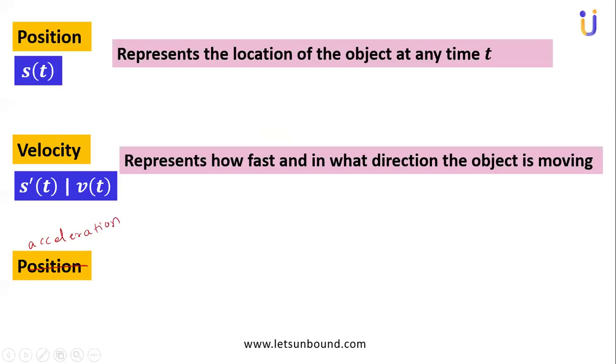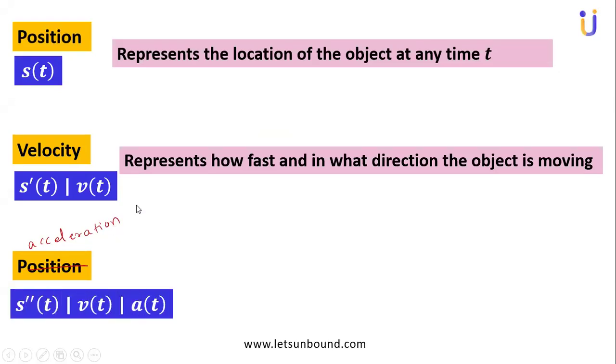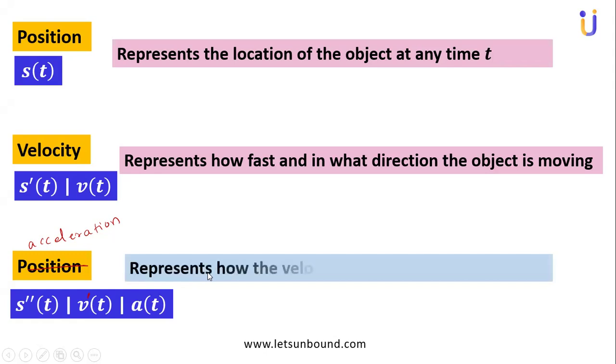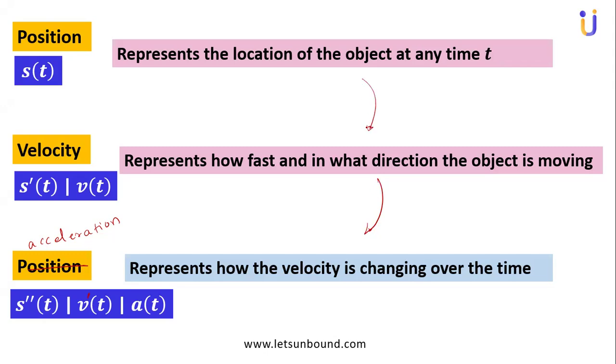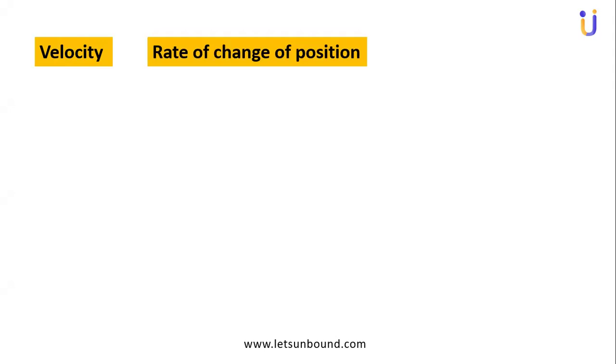It is S double dash of t, V dash of t we can say, or A of t, right? And it represents how the velocity is changing over time. Velocity is the rate of change of displacement, right? And the unit is important. If this is in meters, then this is in meters per second, and this will be in meters per second squared, right?